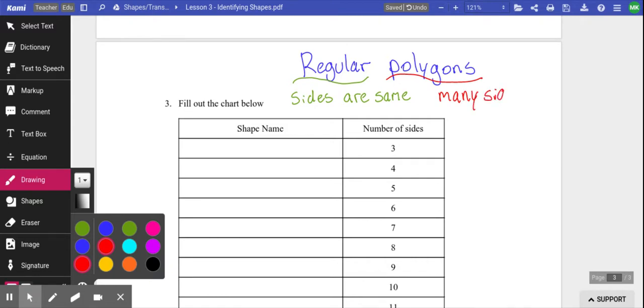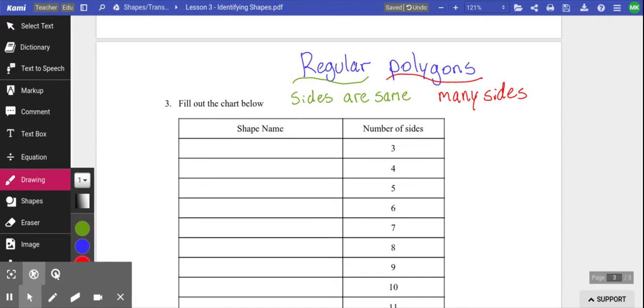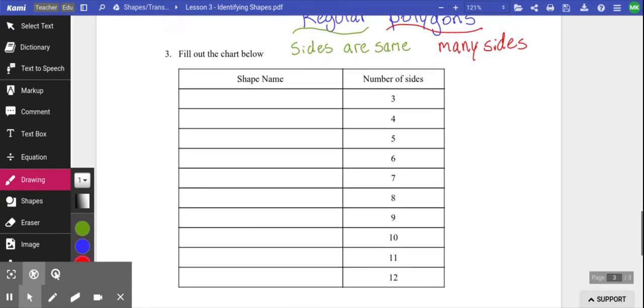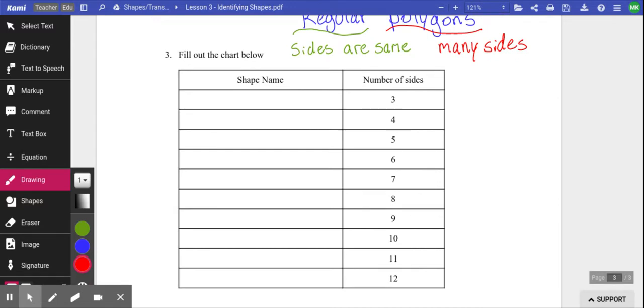Essentially, a polygon just means a shape. So when we're talking about regular polygons, we're talking about any sort of shape with lots of sides. We do from 3 sides all the way up to 12 sides, and then regular means that the sides are the same. So we'll start with a 3-sided shape. The name of a 3-sided shape, we know that, it's a triangle.